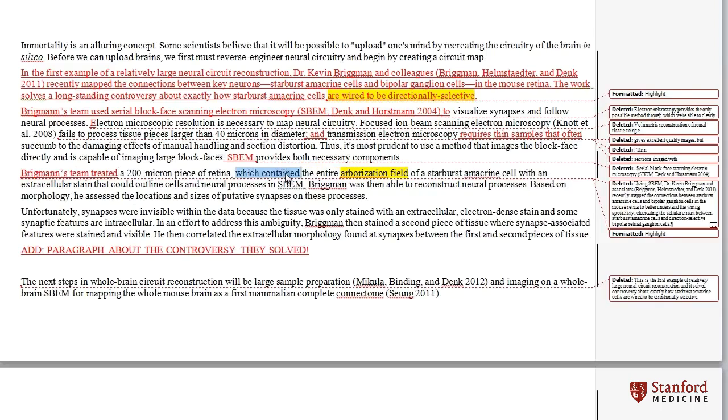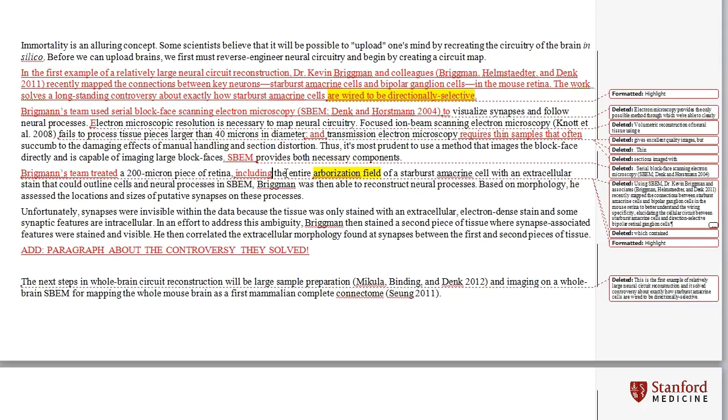To get rid of a word here, instead of "which contained," I'll put "including the entire arborization field of this particular type of cell." And I'm going to set that little extra detail off with commas here, because actually, you don't need that whole detail. We could just say Brigham's team treated a 200 micron piece of retina with an extracellular stain. So this is just an extra little detail. It seems like an important detail, but we can set it off with commas. With an extracellular stain that could outline cells and neural processes in SBEM.